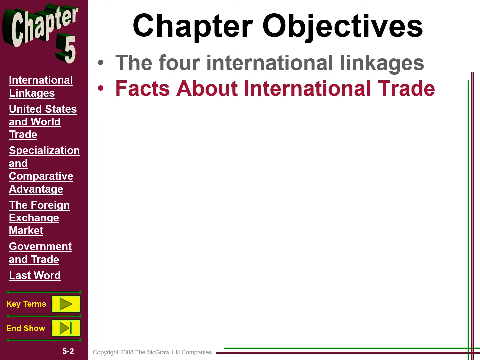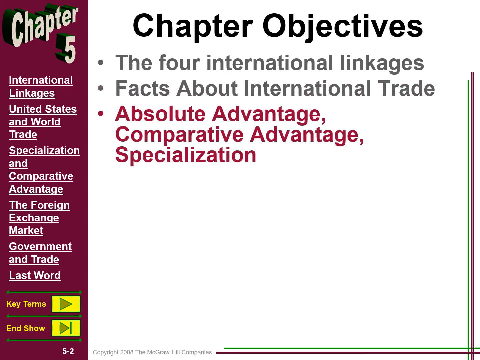So let's go over the objectives for this particular video. First, we will talk about the ever important four international linkages. We will cover these on the next slide. Then we'll discover and discuss some facts about international trade. Then we will talk about the rationale behind trade, why economists believe trade makes citizens of the globe better off, and we will talk about such ideas as absolute advantage, comparative advantage, specialization, and then, not listed here but equally important, terms of trade and gains from trade.